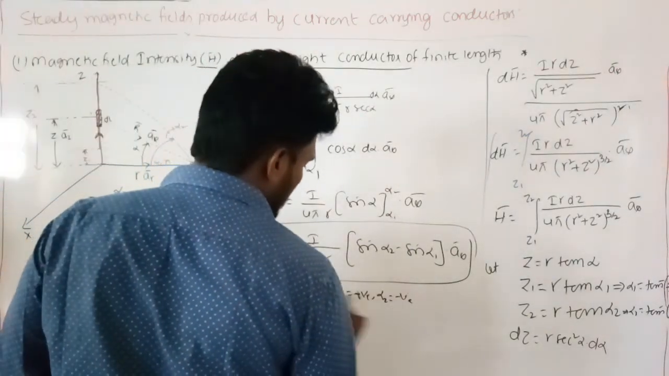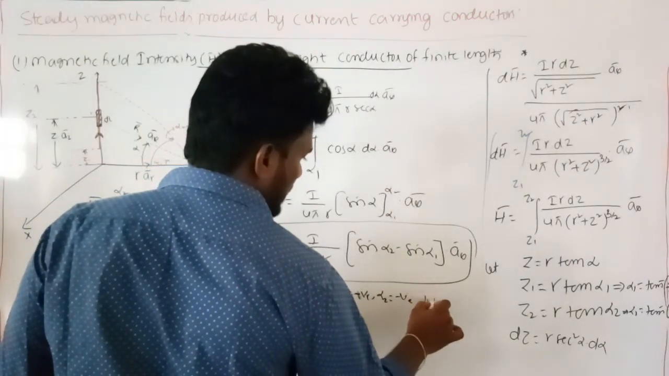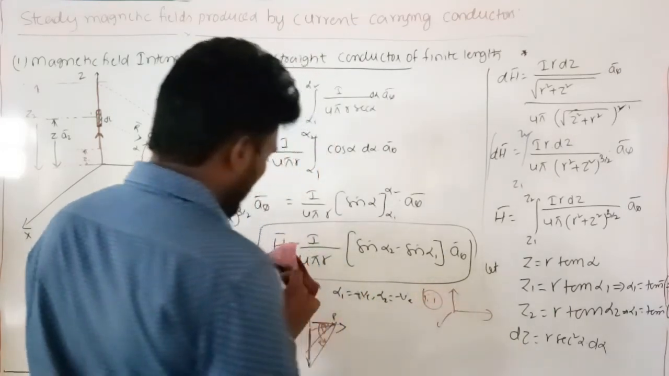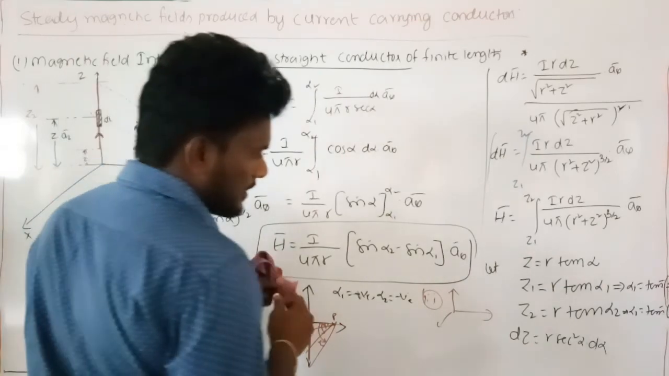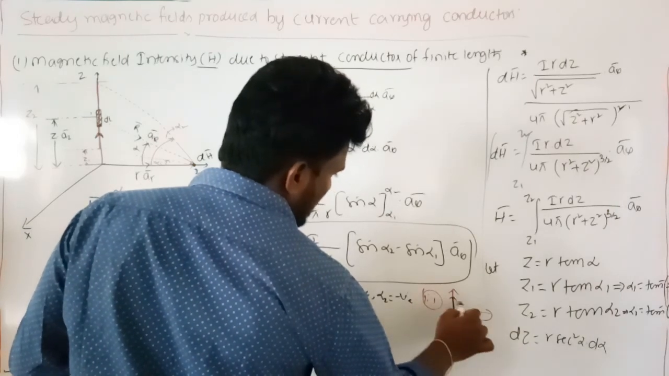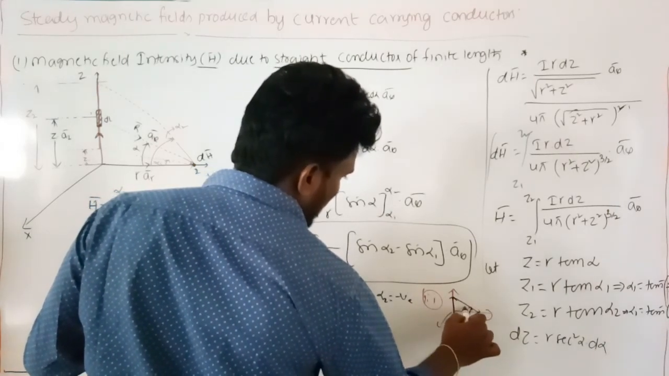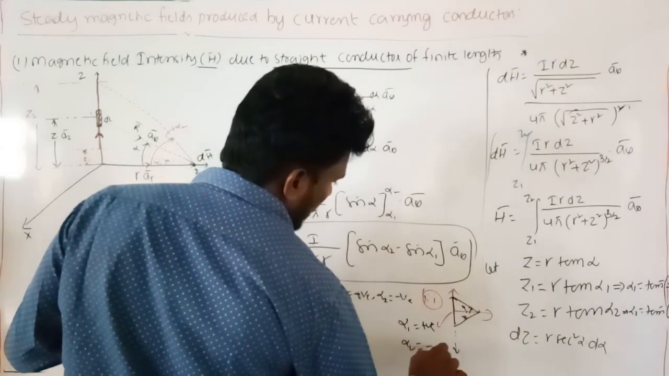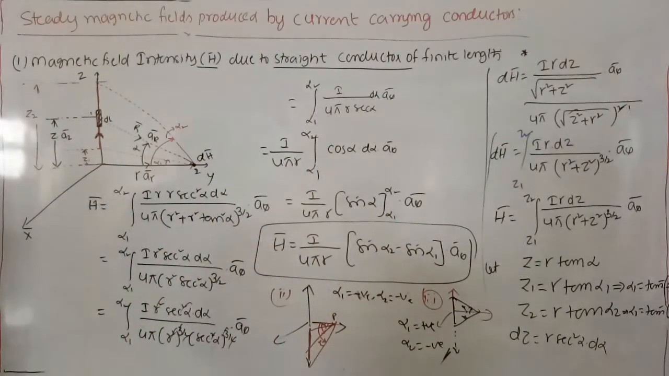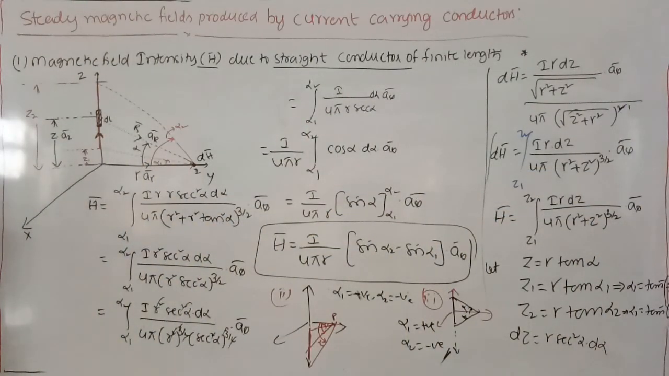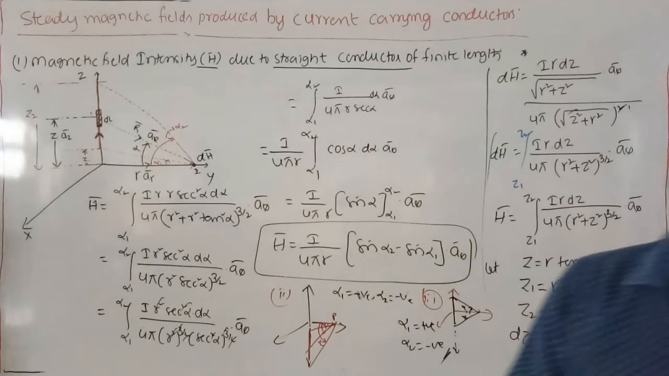And the last case, case 3: if your conductor is placed on the z axis in such a way that half of the length is on the positive z axis and half of the length is on the negative z axis, in this case for the magnetic field intensity, alpha 1 will be considered a positive value and alpha 2 a negative value. So with this, the magnetic field intensity due to a finite length of conductor is over. Okay, thank you.